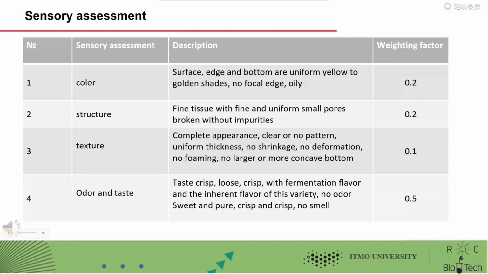The sensory assessment is one of the important steps in cookie manufacture. The color of the cookies is uniform yellow to golden shades, and the structure of the cookies is fine tissue with fine and uniform small pores, without impurities. As for texture, it has uniform thickness, no shrinkage, no deformation, no foaming. It also tastes sweet, crisp and loose with fermentation flavor.